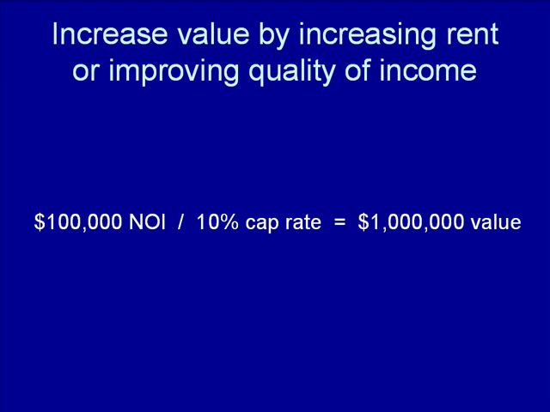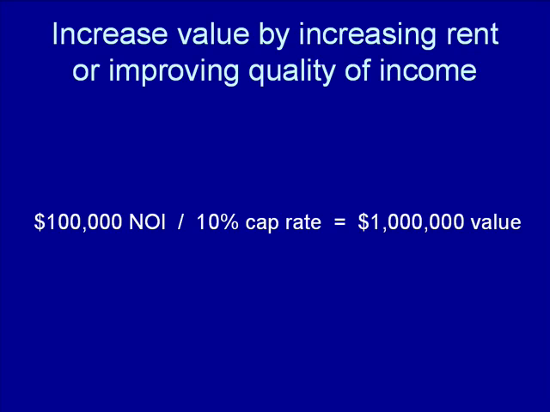And we require a 10% capital rate, meaning that the riskiness of this income is such that we require it to produce a 10% return on the investment or value that we place on this asset, this piece of real estate. So when we do the calculation, $100,000 net operating income divided by a 10% cap rate is $1 million value. Now, the question is, how do we go about increasing the value of that property?